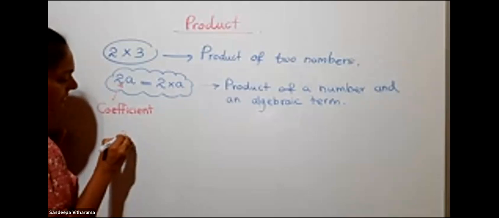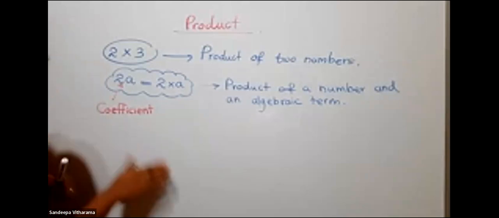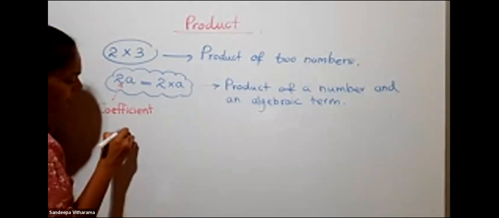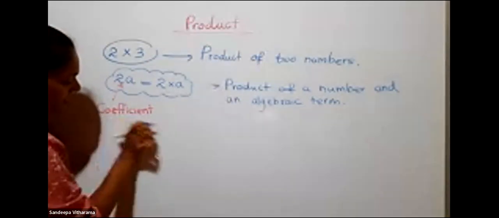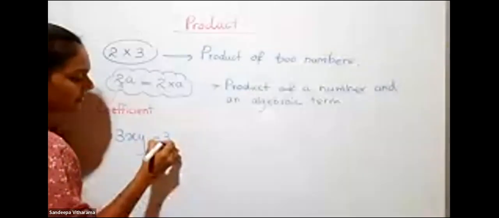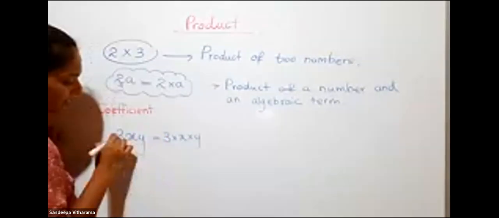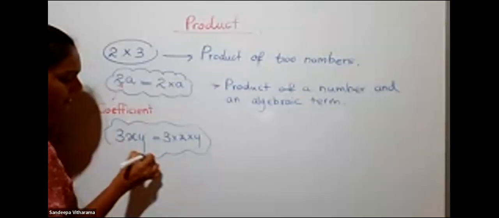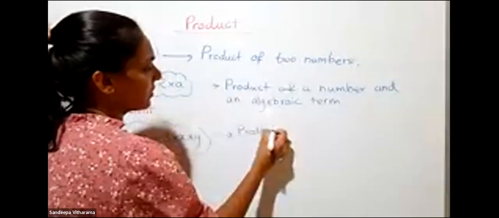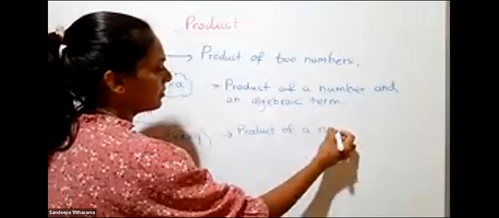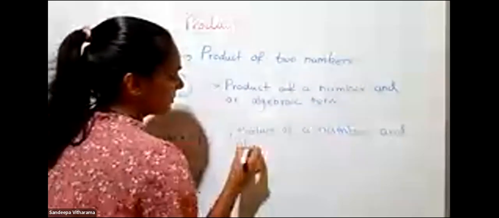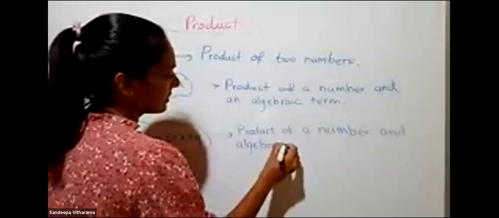Okay. Then after, if we take 3xy, this is 3 into x into y. It expresses the product of a number and algebraic terms.